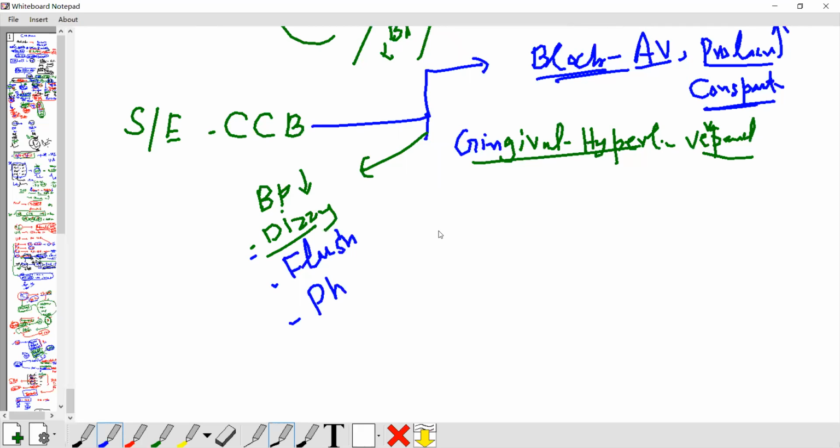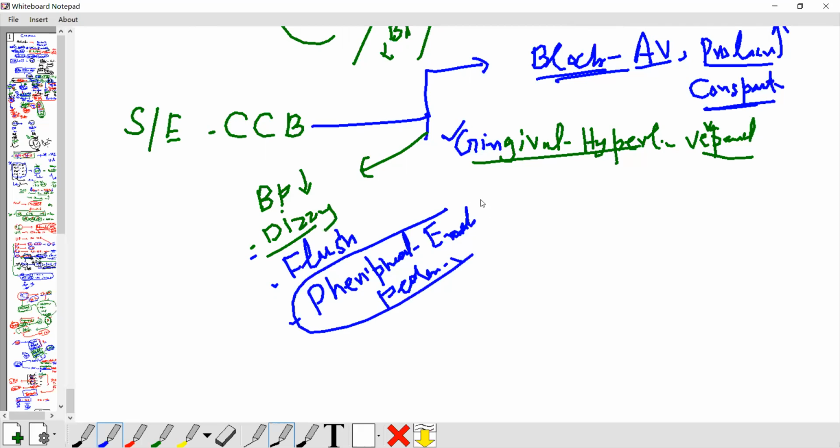You can forget every side effect, but do not forget gingival hyperplasia, and do not forget peripheral edema. Better to write here pedal edema. Pedal: foot swelling. Why foot swelling here? Because these drugs cause vasodilation. What happens? Pooling of blood in the capillary leads to increased hydrostatic pressure. Now the liquid is coming out. Understand? Peripheral edema, pedal edema.